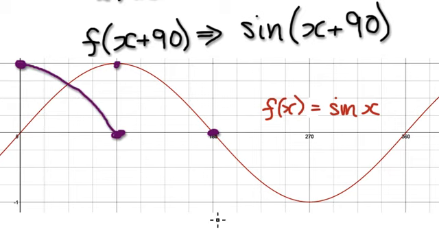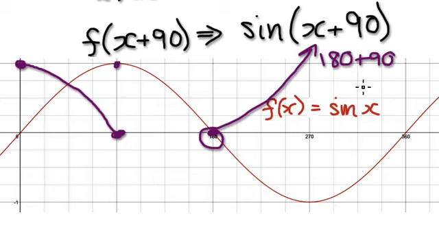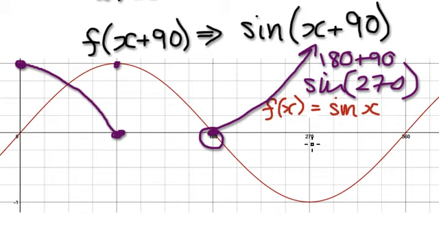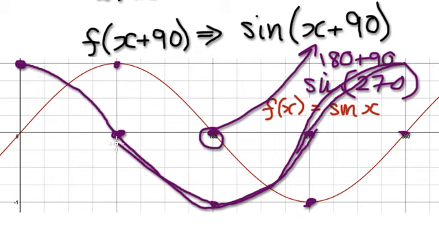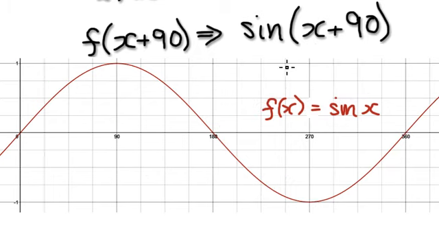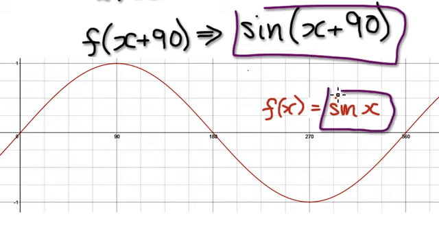Okay, now let's look at this. When it's at 180, put 180 into here. So 180 plus 90 really boils down to 270. So it boils down to you doing sine 270. Well, sine 270 is down here. So that then gets moved over to here. And then this point gets moved over to here. So basically it becomes this. And then if you continue, it will look like this. So basically this graph here is sine of x, but everything gets shifted over to the left by 90.